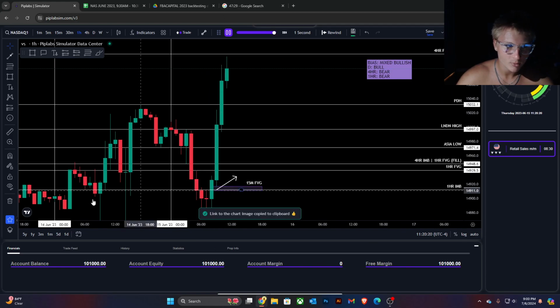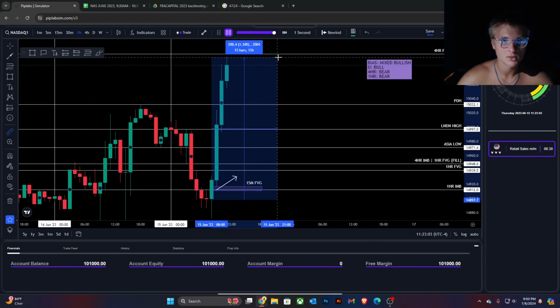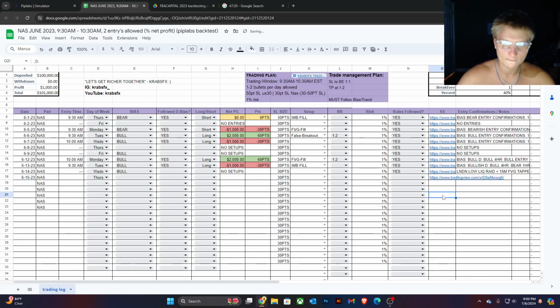Absolutely crazy market open though. Look at this. Damn, 200 points. Very volatile. No setups. And right here, no setups. Bias was right.